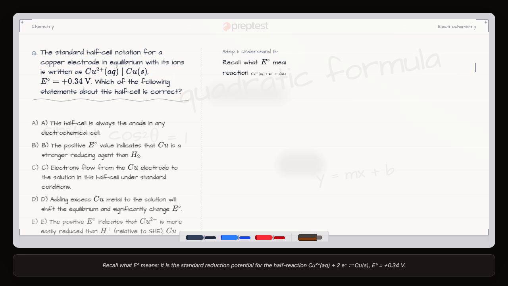Recall what E° means. It is the standard reduction potential for the half reaction Cu²⁺(aq) + 2e⁻ → Cu(s), where E° equals +0.34 V.